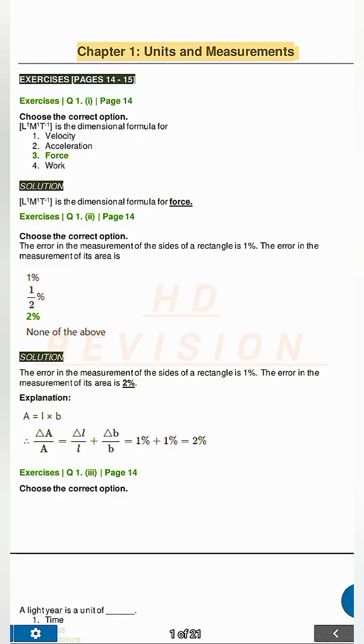Chapter 1. Units and Measurements. Exercises, pages 14 to 15. Exercises Q1, page 14. Choose the correct option.